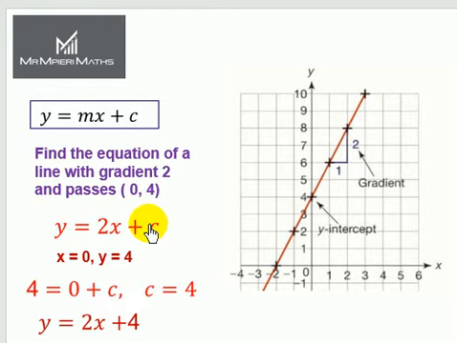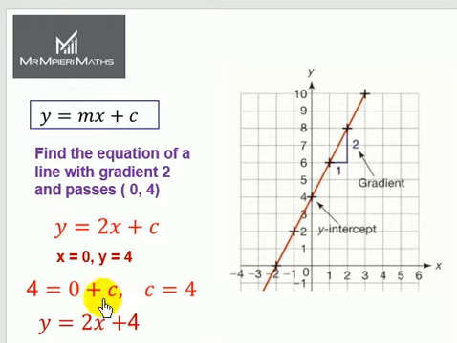But if you want to work it out properly using algebra, using the coordinate, use the equation y equals 2x plus c. Use this coordinate: if x is 0, y is 4. So y is 4, and x is 0. If x is 0, 2 times 0 is 0 plus c. So you can see c is just 4. Put it back into the equation. So the equation of the straight line becomes y equals 2x plus 4. Done.